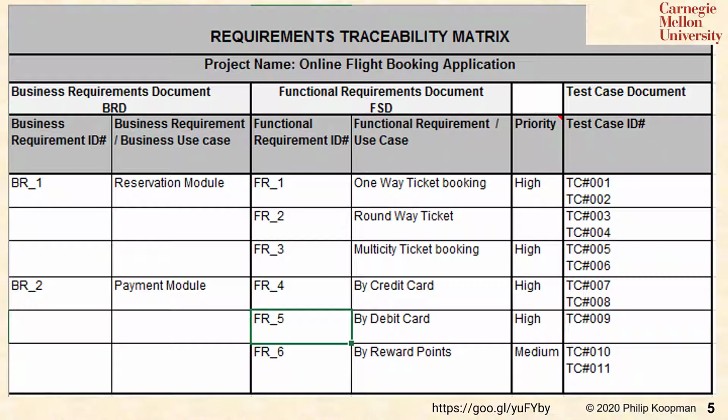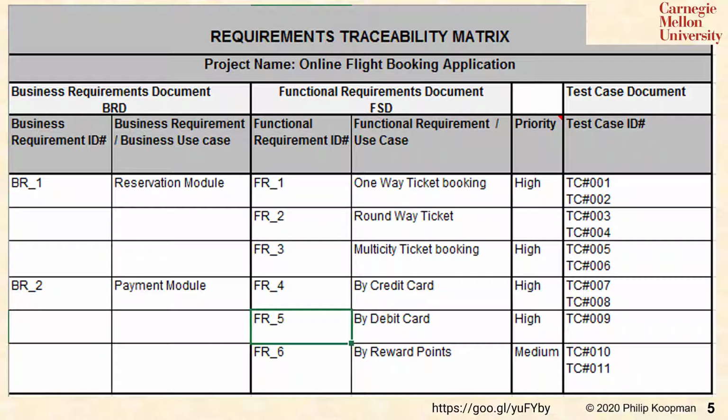An important thing to do when you're trying to do traceability is to put identifying numbers on things to make it easier to identify what you're talking about in a traceability table. Here's an example requirements traceability matrix that has to do with a flight booking application.